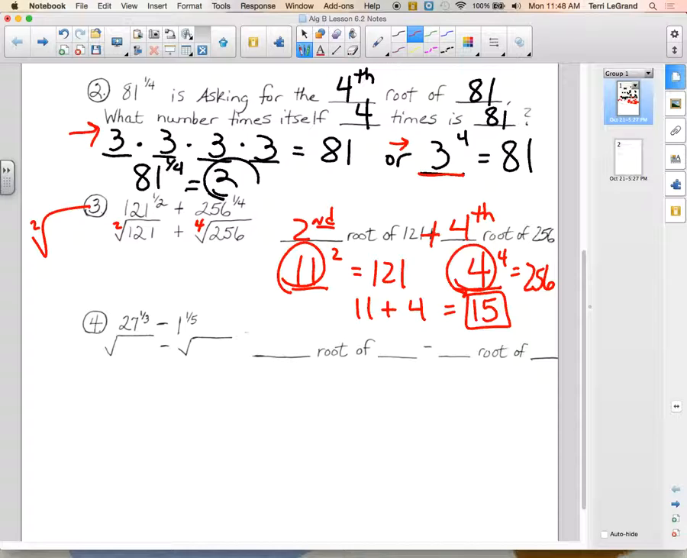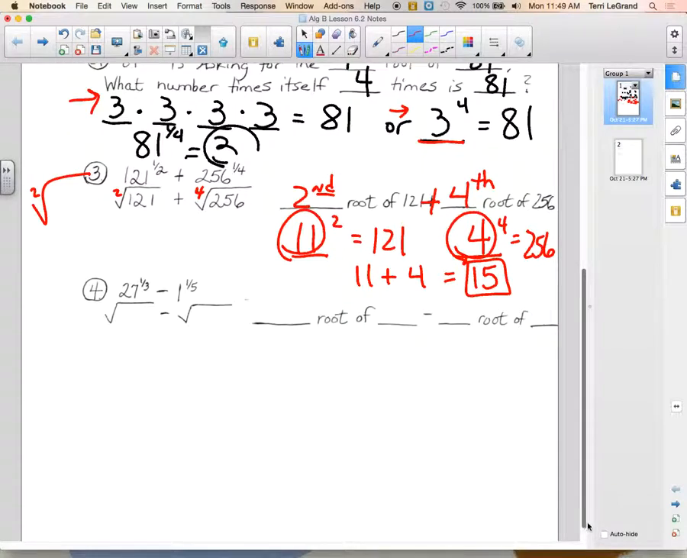We had to find the square root or the second root of 121. We had to find the fourth root of 256, and then we had to add them together. That's what the problem was asking in the very beginning. So questions about that one?